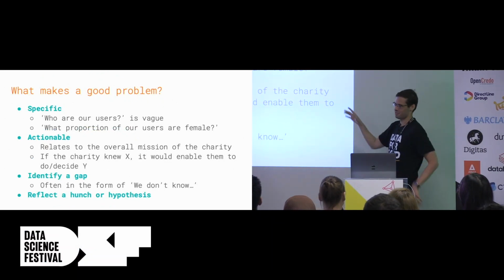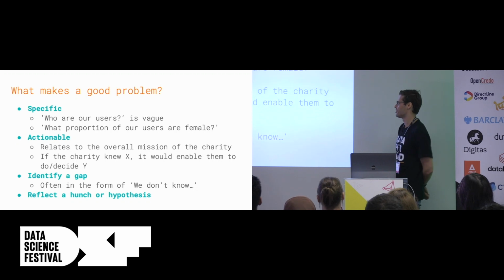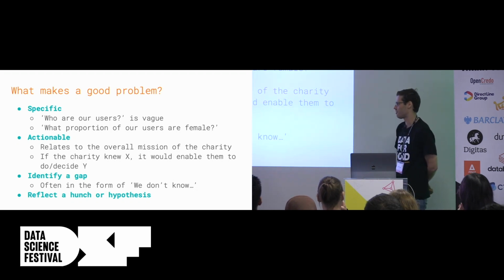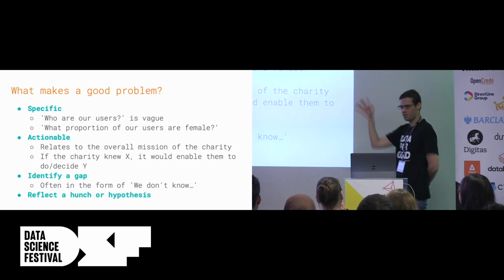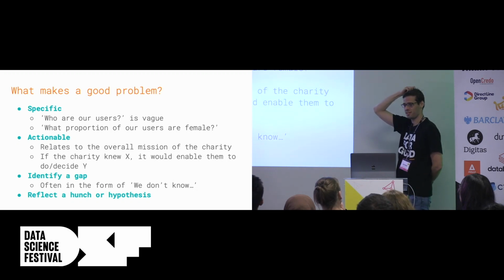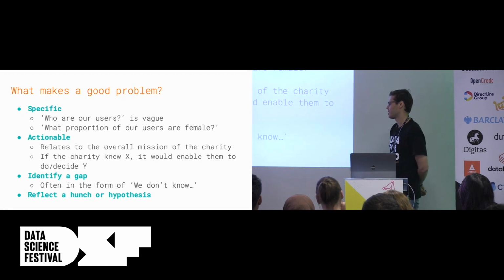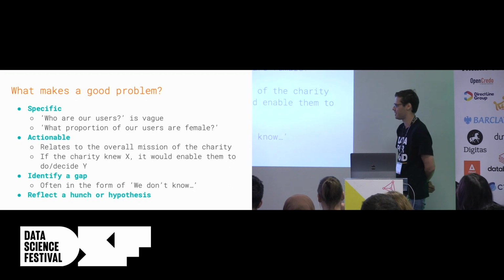Perhaps, hypothetically, a more specific question, like what proportion of our users are female, might, depending on the service or the problem you're framing, be more actionable. And again, as I mentioned, if we know X, we're going to do Y. This is really important when you're writing down a problem, not only in the social sector but in general, and in particular in the social sector where resources are quite limited.